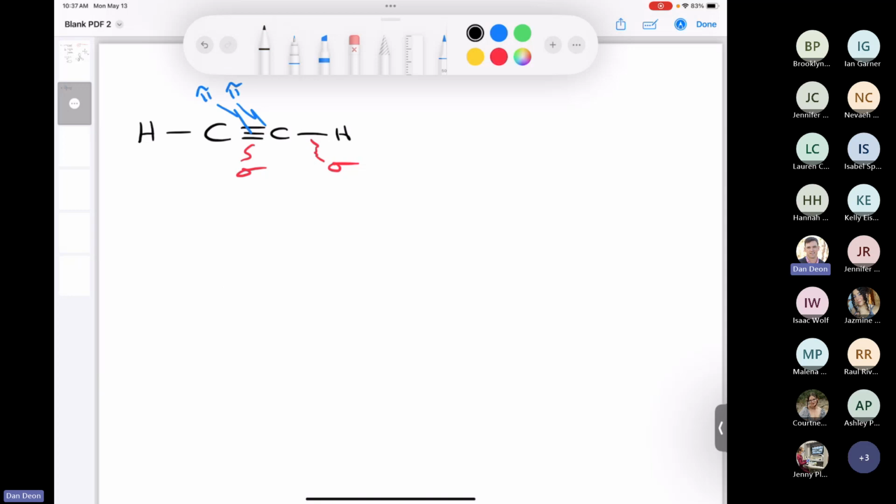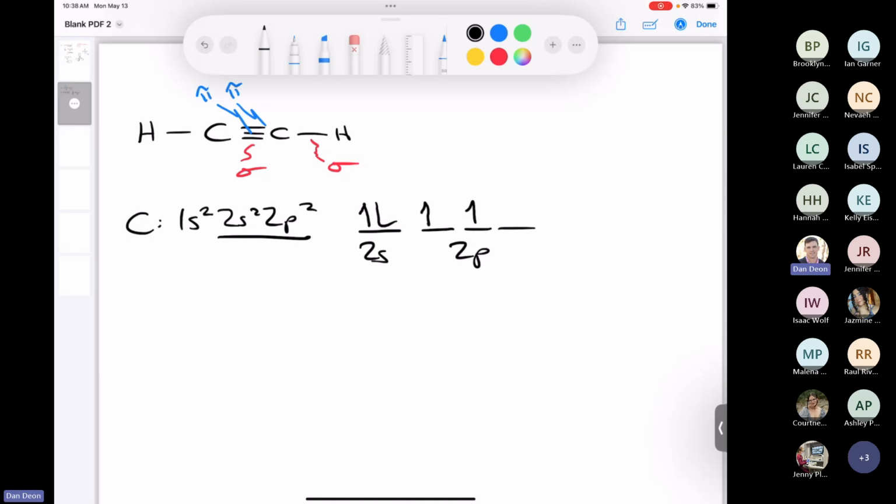So I'll go through this a little quicker. So we have carbon, which is 1s2, 2s2, 2p2. Those are the valence electrons. 1, 2 in the 2s, 1, 2 in the 2p's, like this. But we need to hybridize these and leave the 2 electrons in the 2p's, but we need 2 degenerate electrons to make the 2 sigma bonds. So we're going to hybridize.